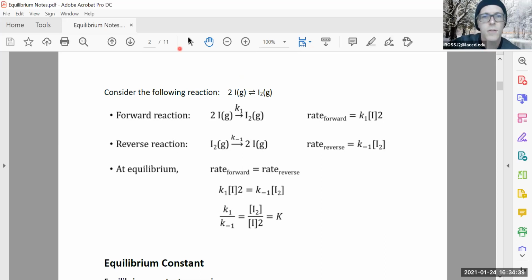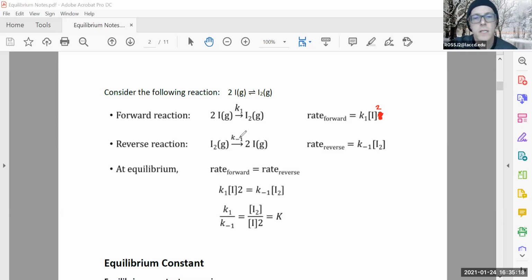2 moles of iodine gas give 1 molecule of I2 gas. The forward reaction has a rate constant k1. Now, we'll assume these are elementary, so we can assume that the molar coefficient is the reaction order. So this coefficient 2 should be a second order, not a molar coefficient 2 here. That was a typo. Again, this second order in I is because of the molar coefficient 2, because it's an elementary step.